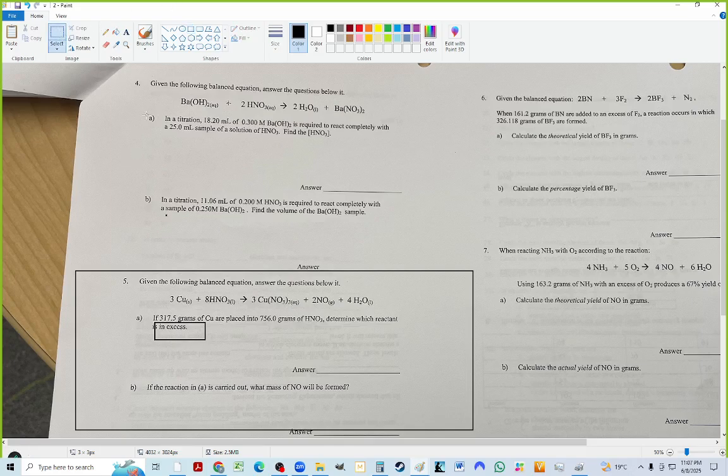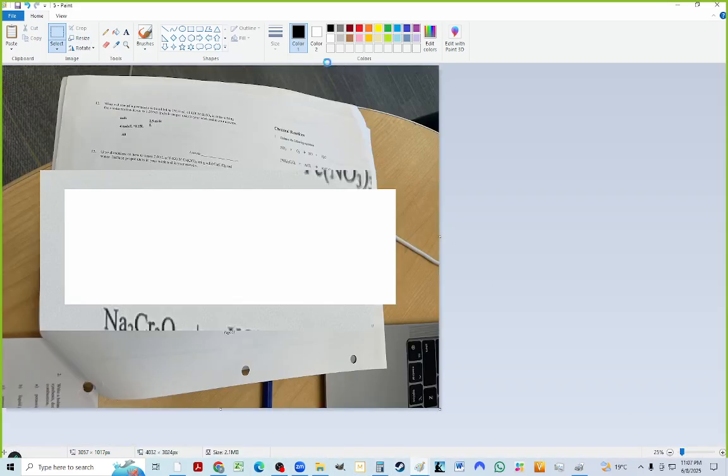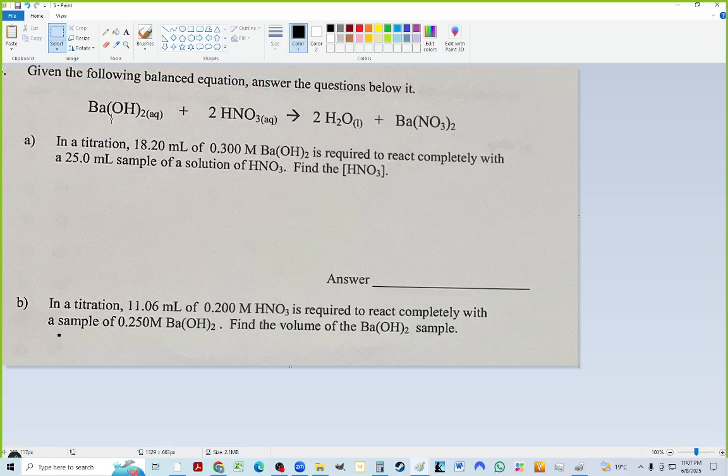When we're mixing an acid and a base, especially, they're always going to give you a strong acid and a strong base at this level of chemistry. Oh no, this is a double displacement. Okay. This is an acid, this is an acid, this is a base. So we've got to convert this to moles again.